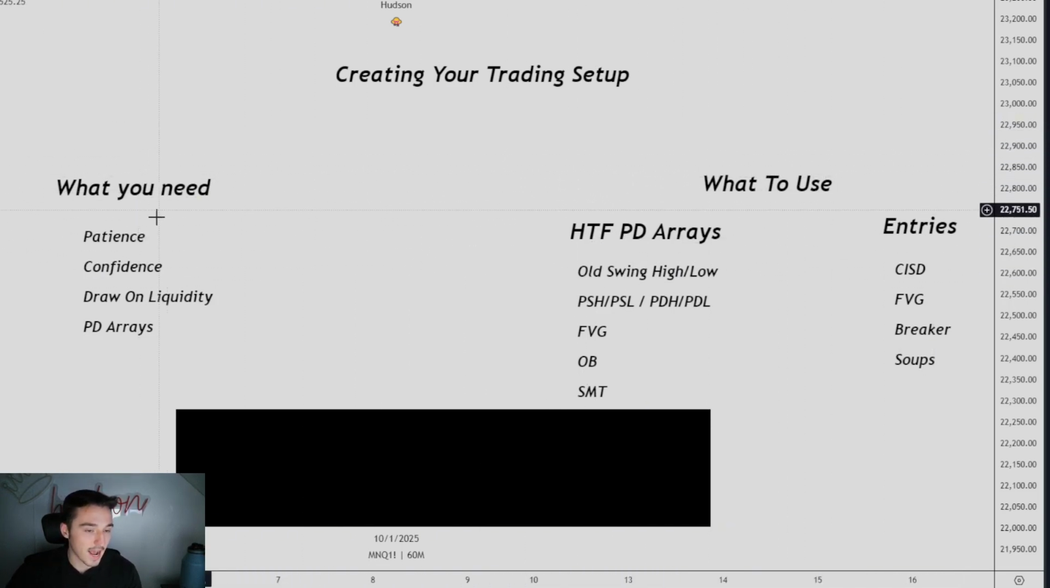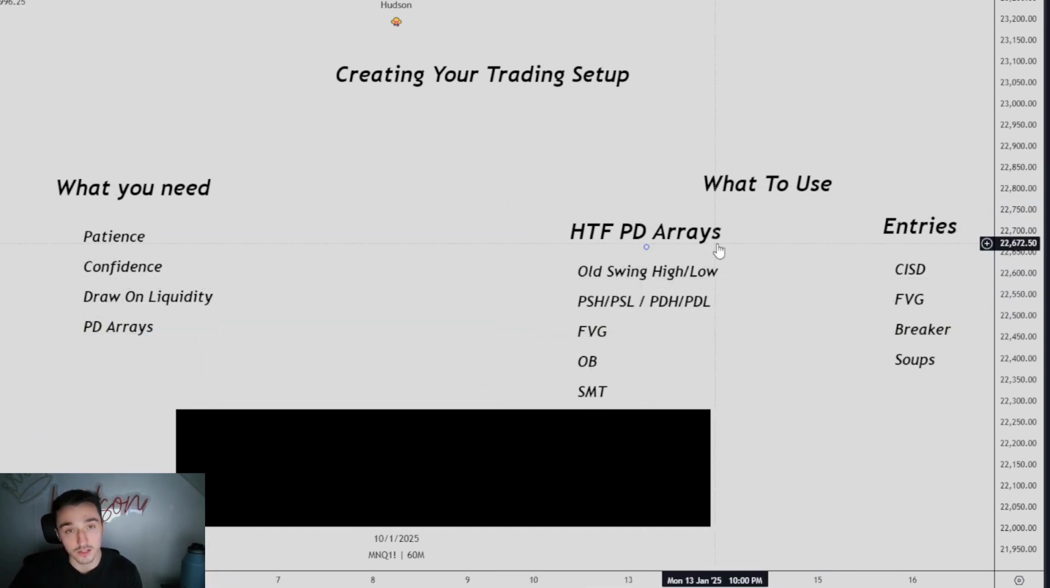So you need to have patience for a higher time frame PD array to get tapped. Then you have to have the patience for your entry model to form, but you also have to have the confidence to take the entry, right? Now, the entry is going to be based off the draw on liquidity. You have to have an understanding of, is the market going to reverse here and go to this high, this low, this fair value gap, right? So you have to have your draw on liquidity, and you have to have your PD arrays.